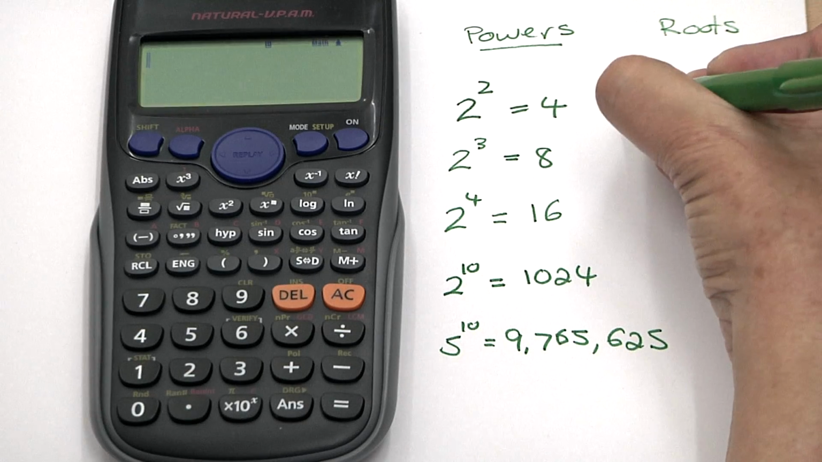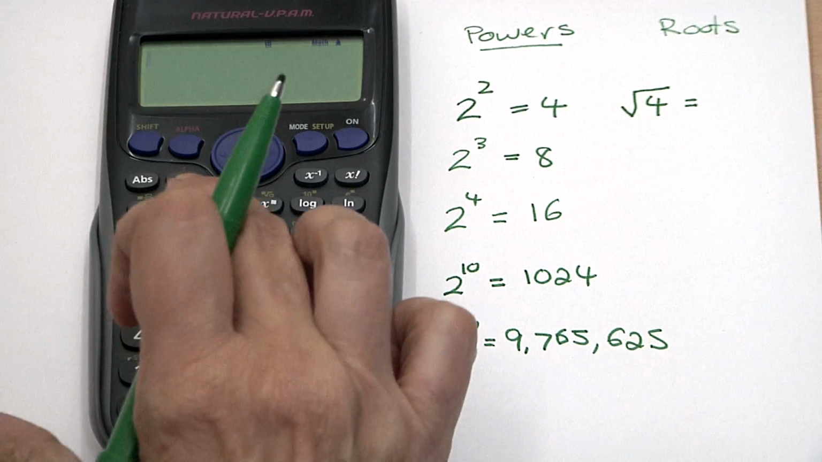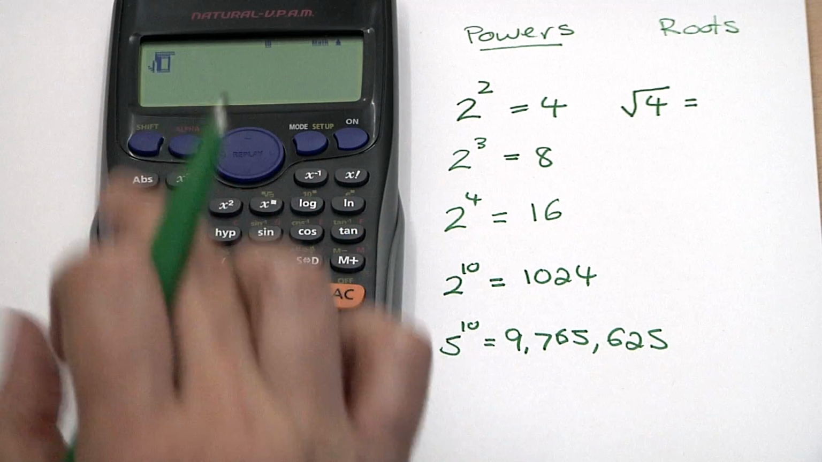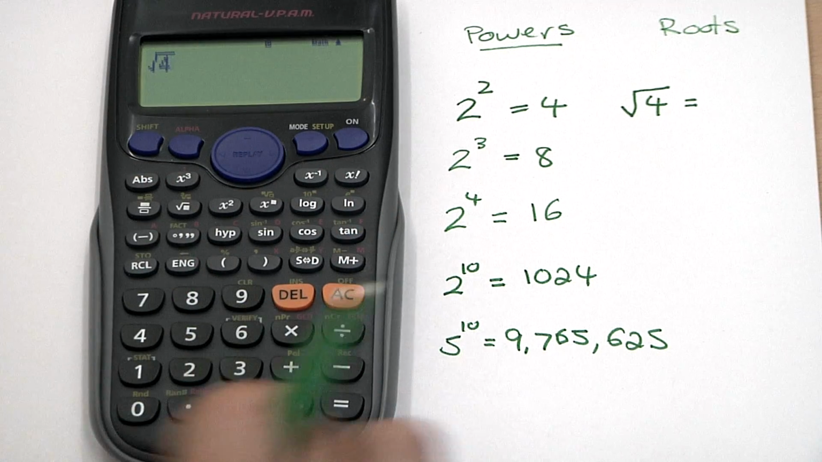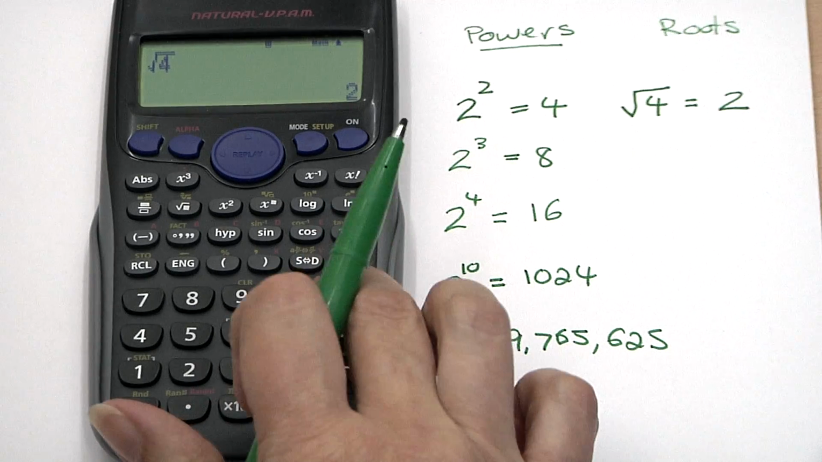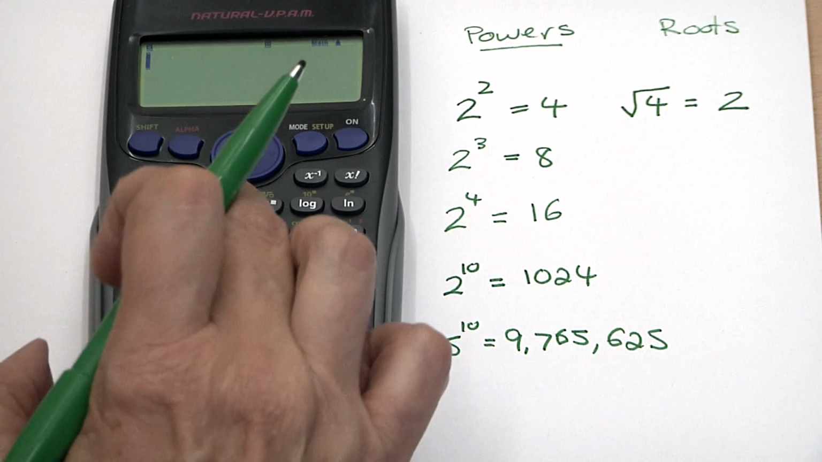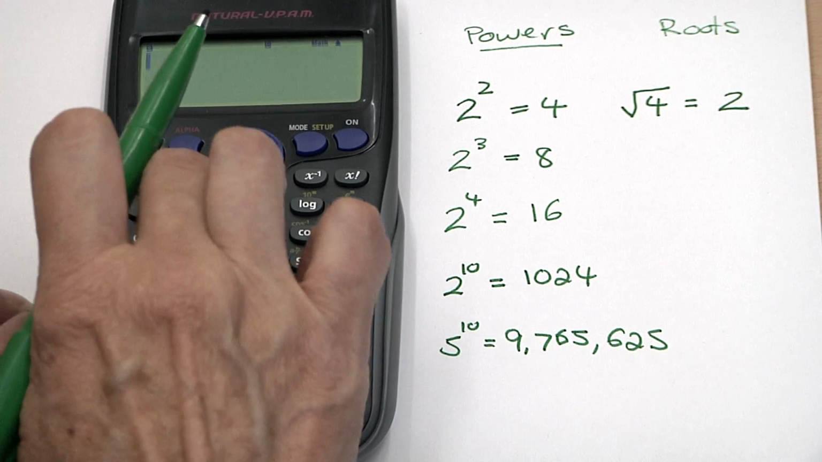Right, now, what if we want to calculate roots? Okay, what if we want to calculate the square root of 4? Okay, so here is the square root. Now we're going to get the box. We put 4, press the equals, we get 2. What if we want the cube root? Well, we've even got a little button for the cube root. We press Shift and then the cube root button.